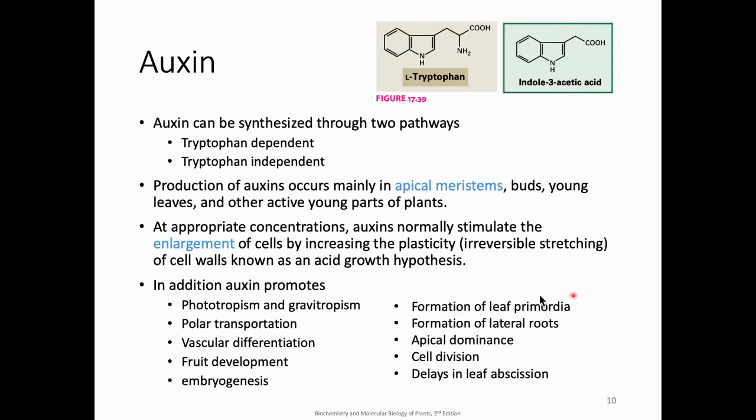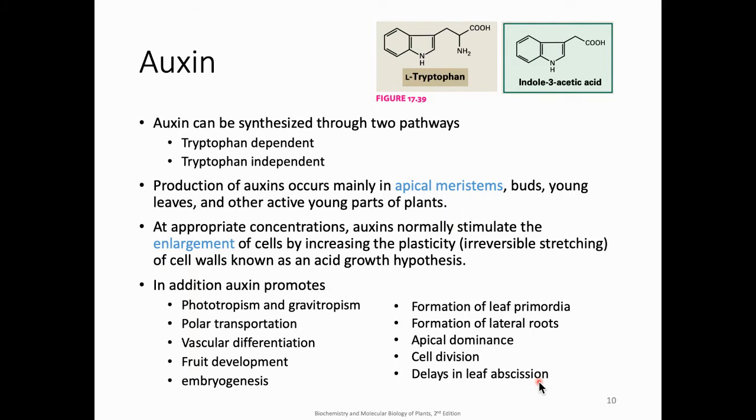Formation of leaf primordia. Leaf primordia are small parts of small leaves, just baby leaves like that. Formation of lateral roots. A lateral root is just a root that is produced from another root. Apical dominance just means the top of the plant will inhibit the shoots from the lower branches of the plant from growing. Cell division just means dividing more cells, and delay of leaf abscission. Leaf abscission is the falling of the leaves, so auxin inhibits leaf falling.